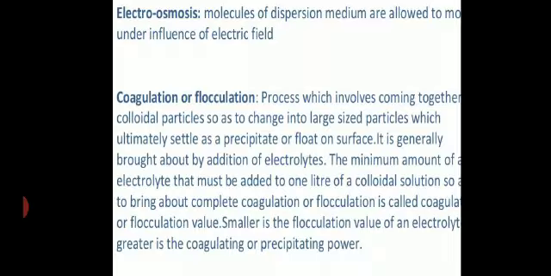So, understood what is coagulation? When an electrolyte is added to a colloidal solution, the particles of the sol take up the ions which are oppositely charged and thus get neutralized. One of the ions gets neutralized, and that ion is called the coagulating ion or flocculating ion. So this is all about the process. Thank you very much.